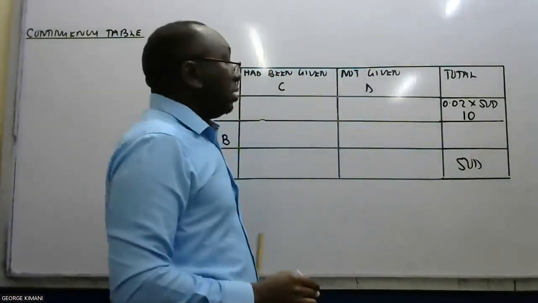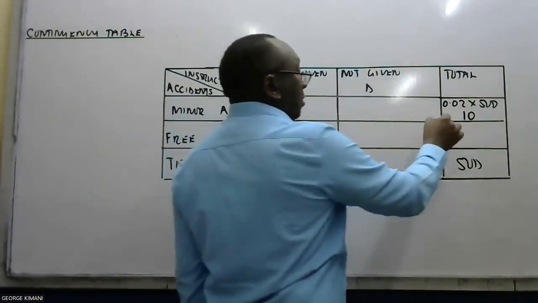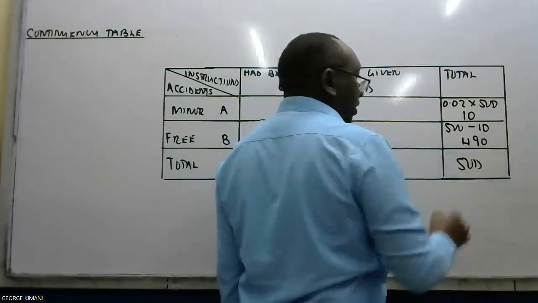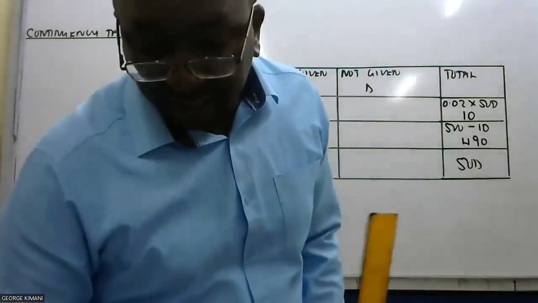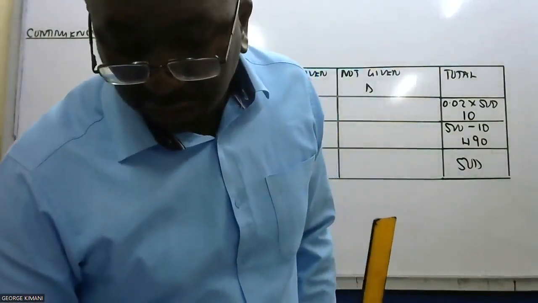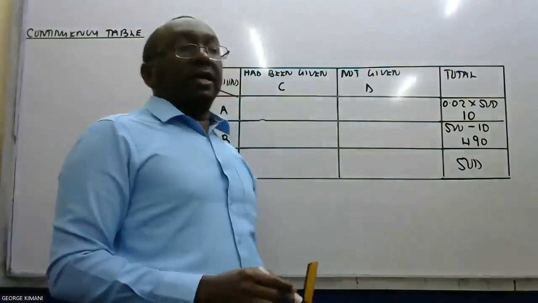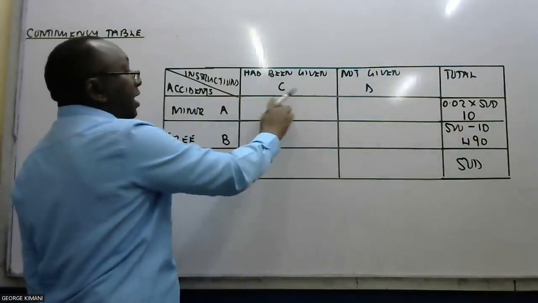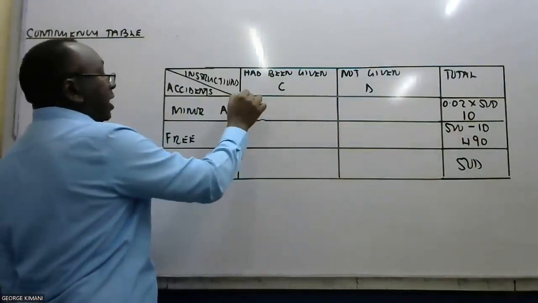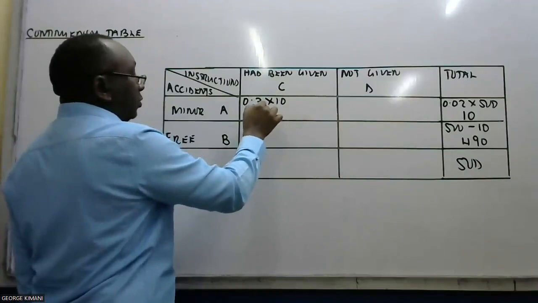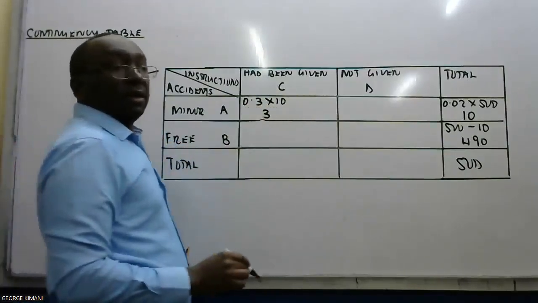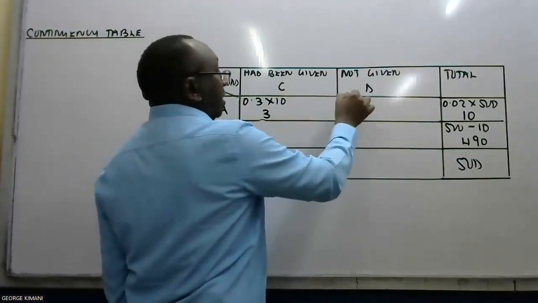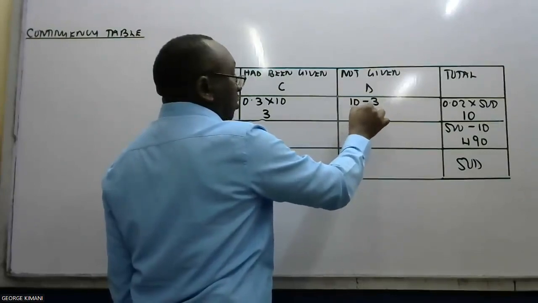That therefore tells you that those free of accident must be 500 less 10, that is 490. The question further says that 30% of those who had accidents had safety instructions. So if you take 0.3 of 10, that gives you 3. It then follows that those who had accidents and were not given instructions must be 10 less 3, so those are 7.